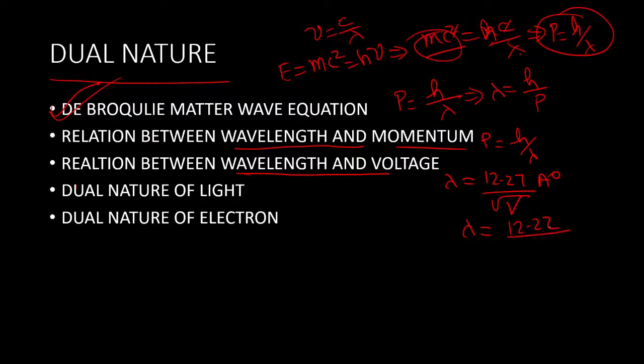12.27 divided by root of 100. Root of 100 is 10. So we'll have 1.227 angstrom unit. Okay, wavelength. This kind also we have to learn.